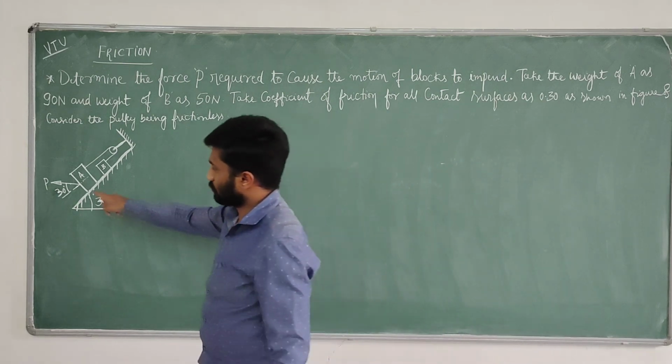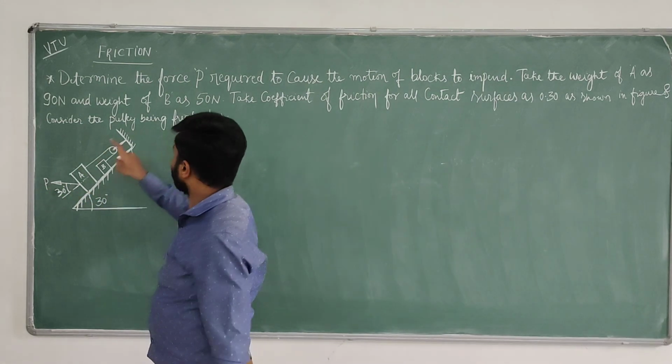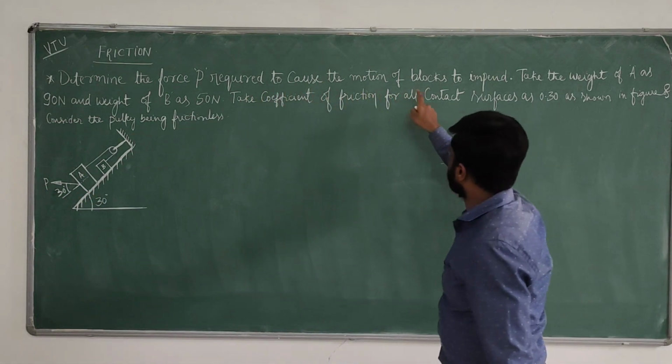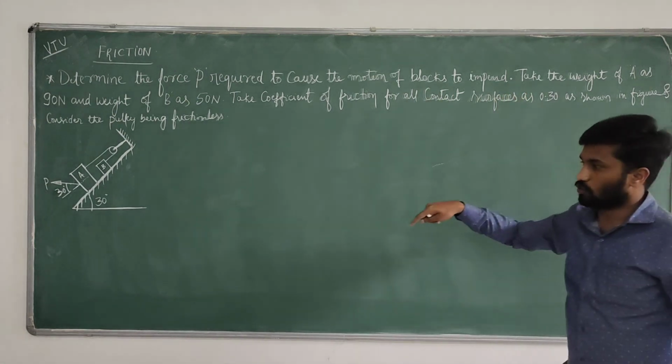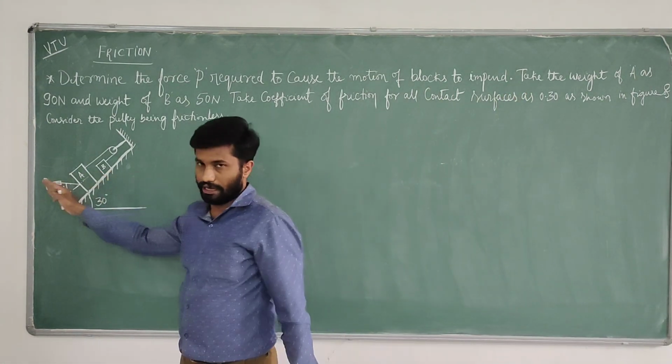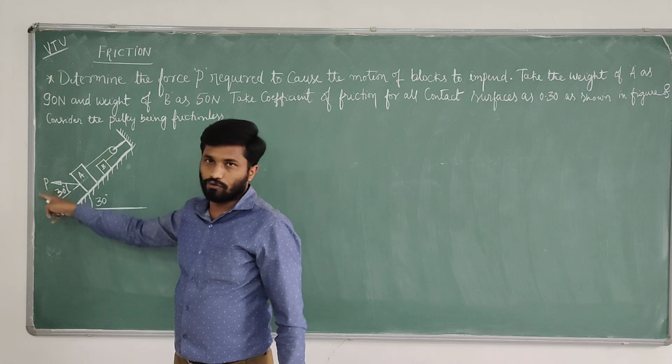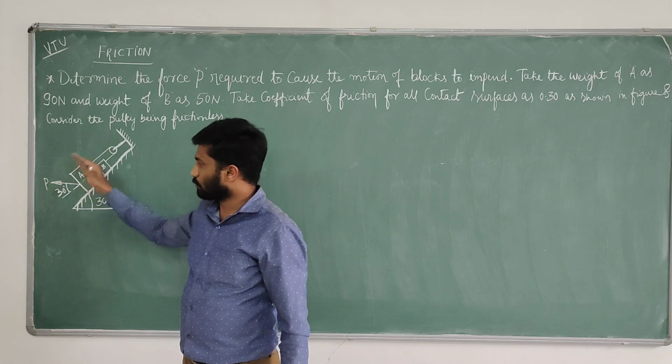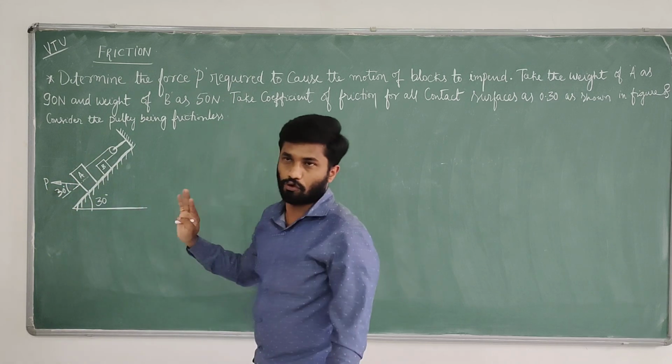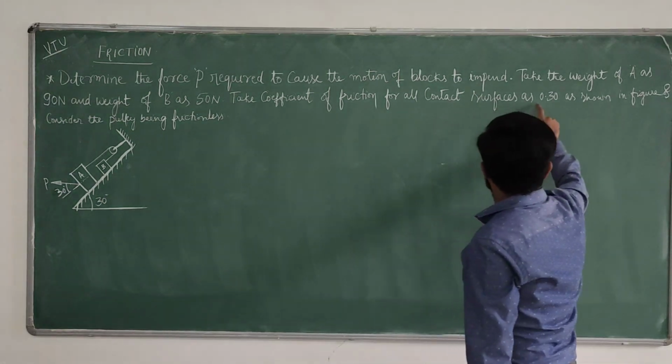So here there's a force which we have to determine. P is required to cause the motion of the block to impend. If I am applying the force at A, that's P, the unknown force, we have to determine this force P to cause impending motion. What is the force required? And also take the weights.